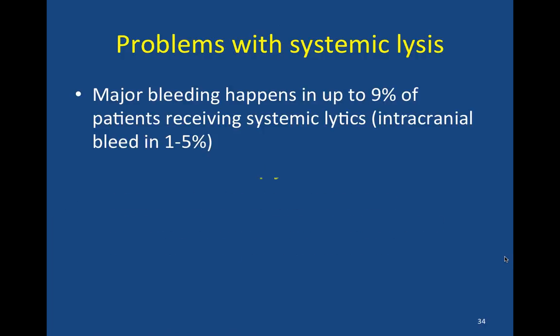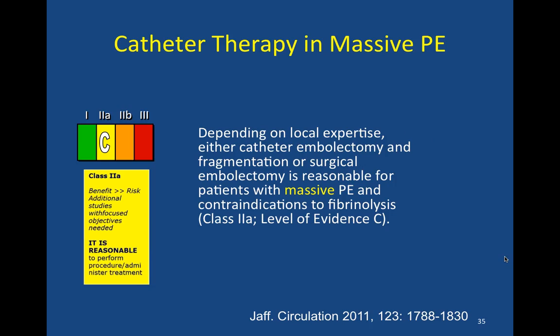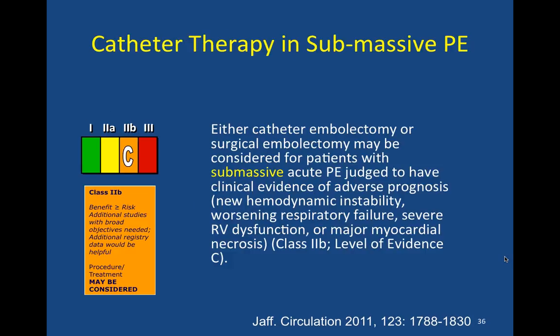So the problem with systemic lytics, again, is major bleeding happens in up to 9% of patients, and up to 50% of patients have some contraindication to systemic lytics. So the question is, can we treat these patients that we want to give them the benefit of lytics without the side effect of it with catheter-directed therapy? So what's that? And the guidelines give that in massive PE a class 2A and in submassive PE a class 2B. So it says that it's reasonable to treat patients with submassive or massive PE with catheter-directed therapy if they are at increased risk and if there is expertise in the institution to treat them as such.